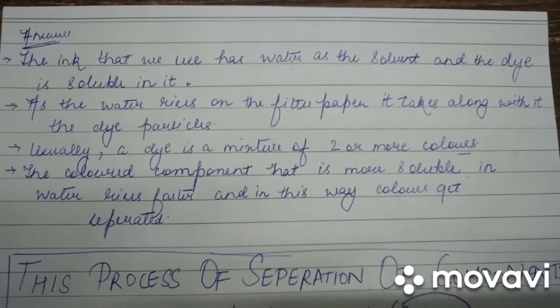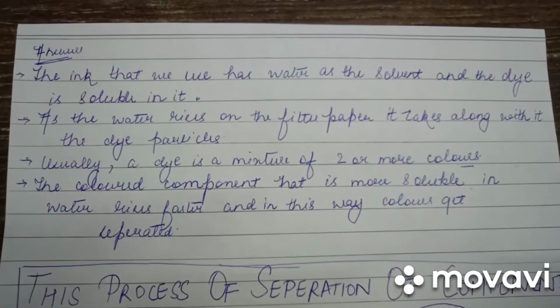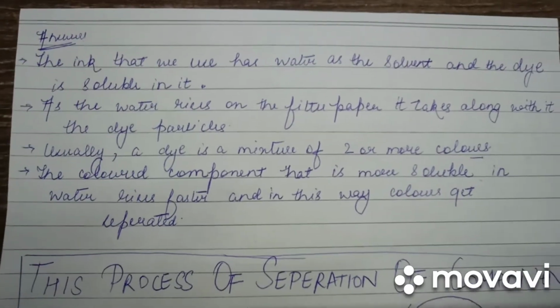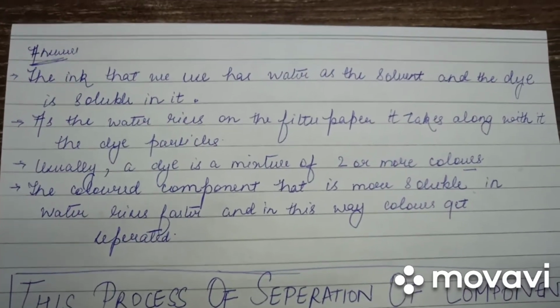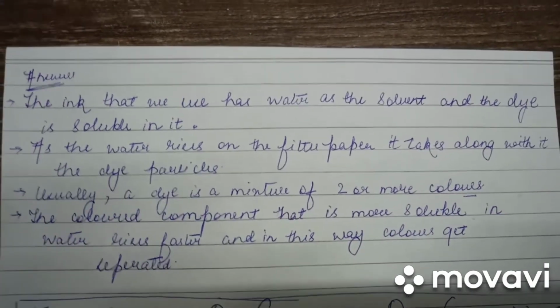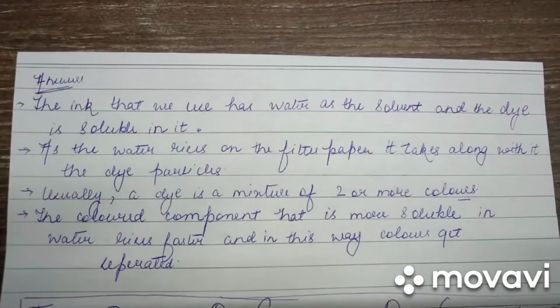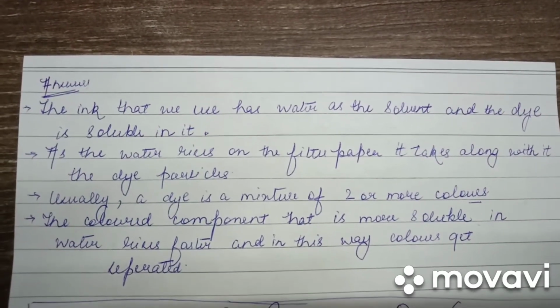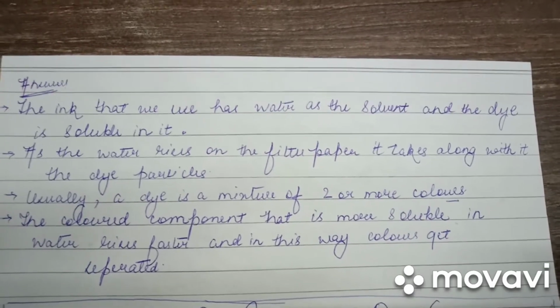Usually, a dye is a mixture of two or more colors. The colored component that is more soluble in water rises faster, and in this way the colors get separated. Let us now discuss this in detail. The ink which is dropped on the filter paper is soluble in water. Now, as the filter paper is dipped in the water, the water particles take along with them the dye particles.